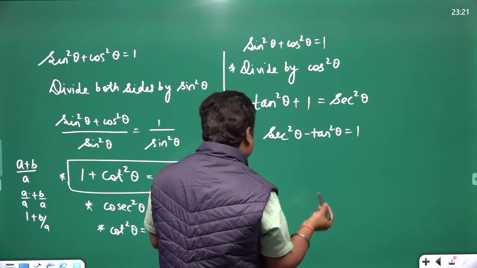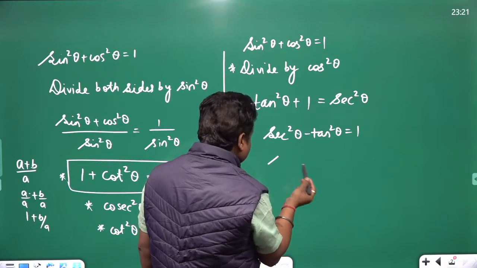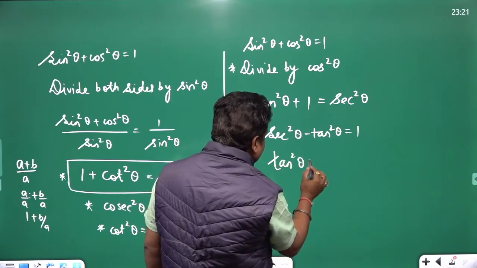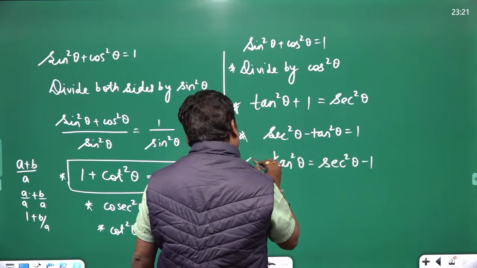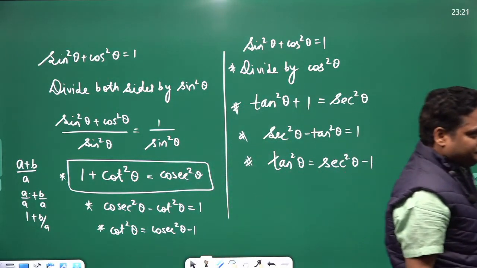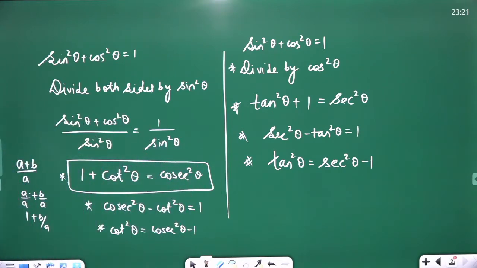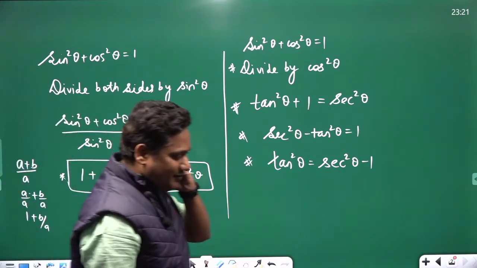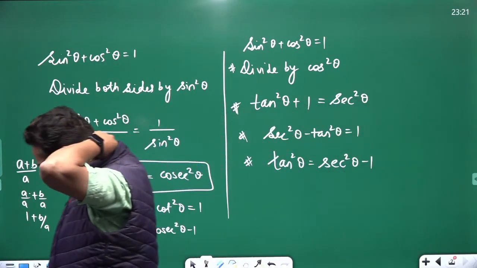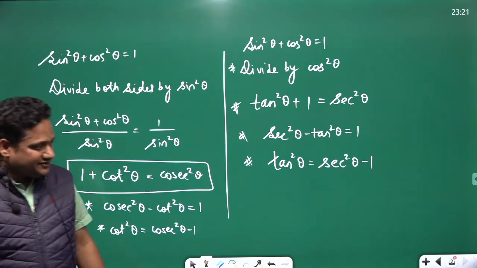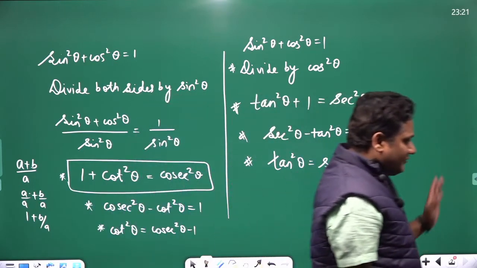After that, another one. Tan square theta is equal to sec square theta minus 1. So we have to learn these 3 as well. So in total we have 3 formulas, and out of these 3 we form 9 formulas, and these 9 formulas can be applied in the particular question depending on the question. Just write it down. After that I will take the DPP.